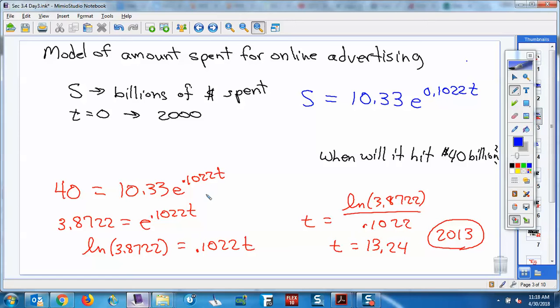Now you're just going to divide by 0.1022. So take that ln divided by that in your calculator: 13.24. So that's 2013, sometime during 2013.